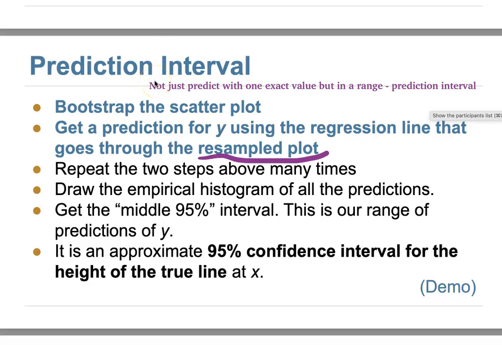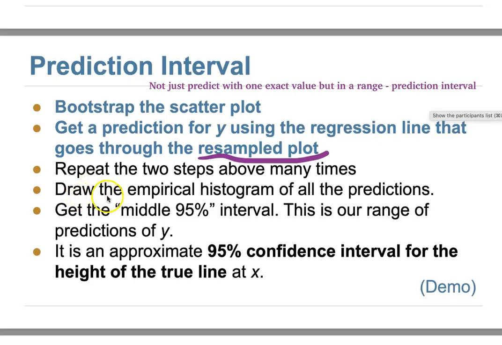In the lecture before, we talked about the bootstrap. We only have one sample data set, and we can resample that many times. According to the prediction of y using the regression line, we go through each resample plot. That means for each resample plot, we have one regression line, then one prediction value of y. So we repeat this: resample, regression line, find the prediction number.